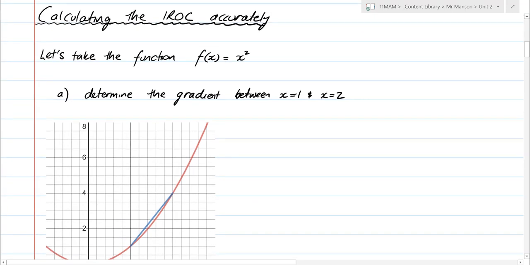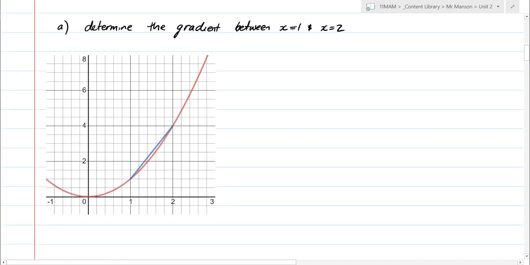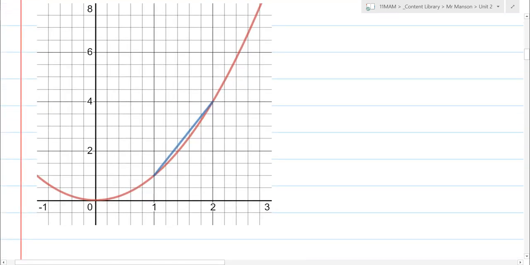Calculate the IROC accurately. Let's take the function f of x equals x squared and determine the gradient between x equals 1 and x equals 2. So we can do that fairly easily. There's my first coordinate. There's my second coordinate. I'm going to find the gradient of that blue line. And hopefully you can see that whilst this line segment is fairly big, the gradient of that blue line is going to be a fairly accurate representation of the gradient of the red line at most of those points in that line segment. So that's pretty good.